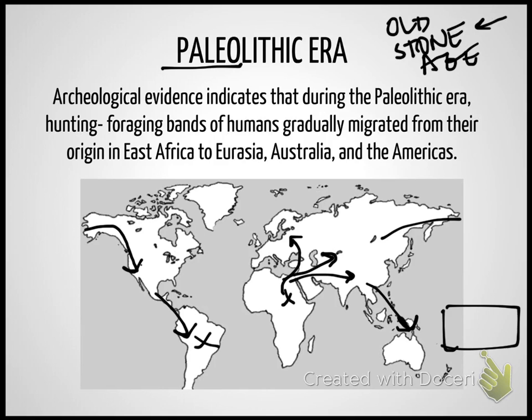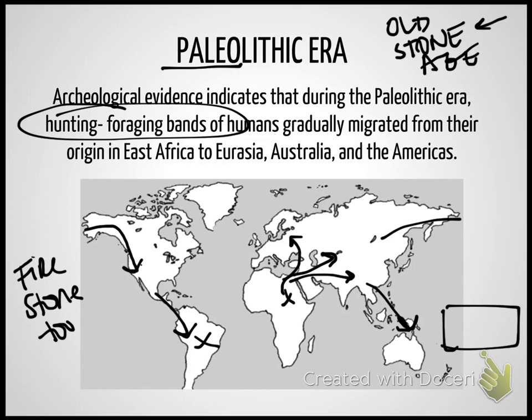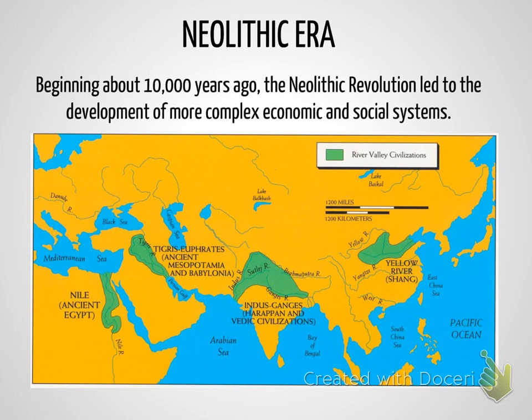When we're talking about hunting, foraging bands, pre-agriculture, people are moving around, hunters and gatherers during this time period. During the Paleolithic time, we want to remember again that people are using stone tools, they're using fire. These are the things that they are using during this time period.